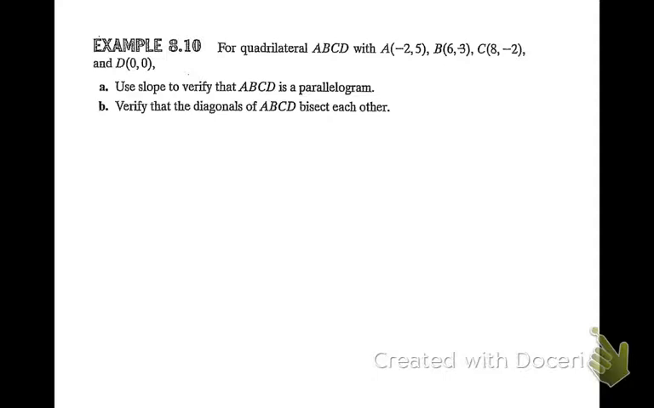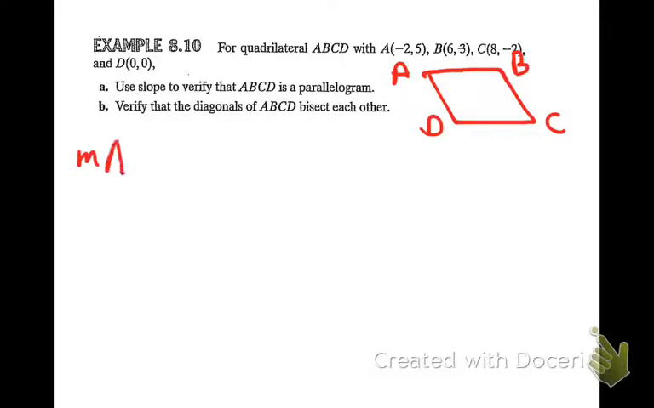Alright, so to verify that ABCD is a parallelogram, what do I have to show has the same slope? Which segments? Yes. Opposite sides. So draw yourself a picture so you can visualize it. We've got A, B, C, D. The slope of AB should be the same as the slope of CD.